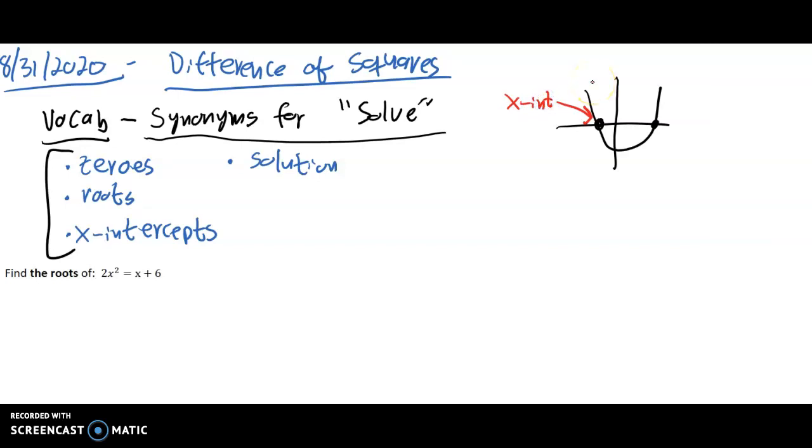Let's label them as (-1, 0) and (1, 0). So right off the bat, you can see where x-intercept comes from. And it is a solution because when you have an x-intercept, this y value is always 0. So that's where zeros comes from. It means the y value is 0, and then root is a synonym for 0.